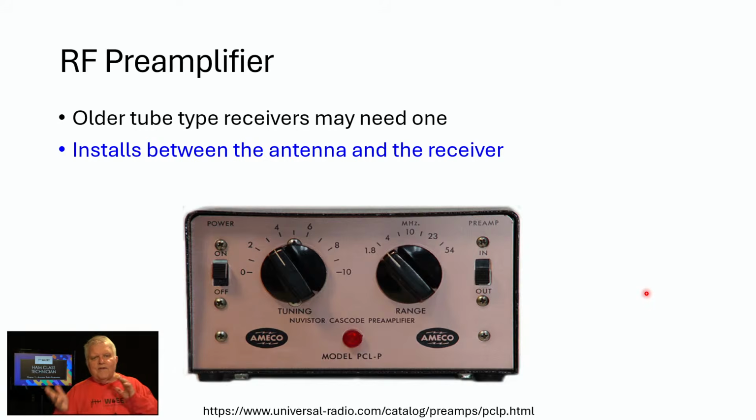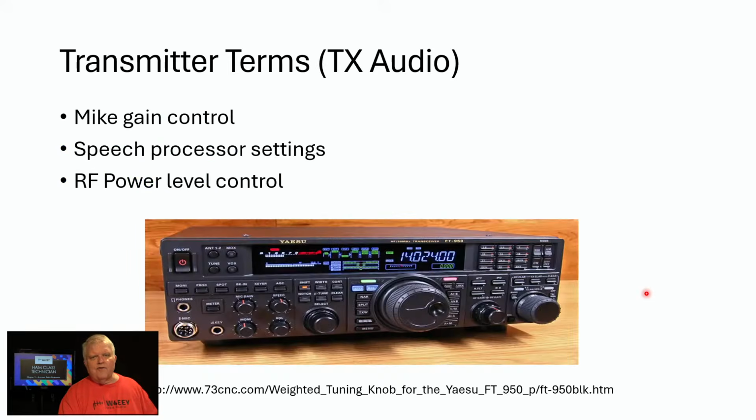So we've been talking about receiver terms. Now let's talk about some transmit terms. We looked at the mic gain control. Remember, Goldilocks, we want to be just right. There are also other speech processor settings, compression, equalization, things that can be used to make your signal sound better on the far end, or to raise your average power level of transmit. Again, too much of a good thing is not a good thing, so use it in moderation, but it can help you. Also, your RF power level control.